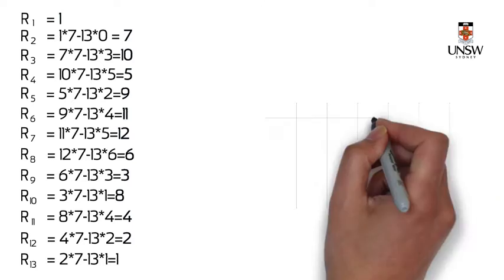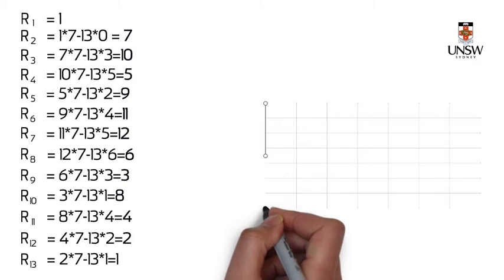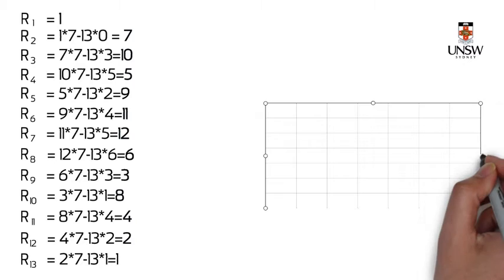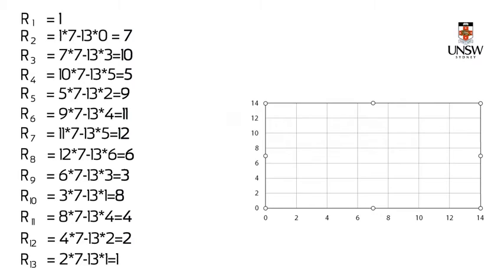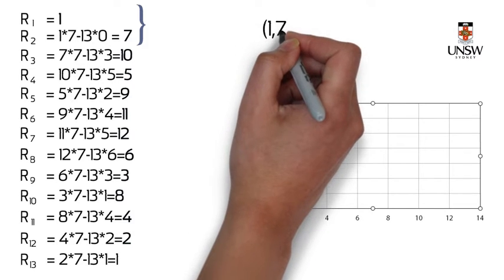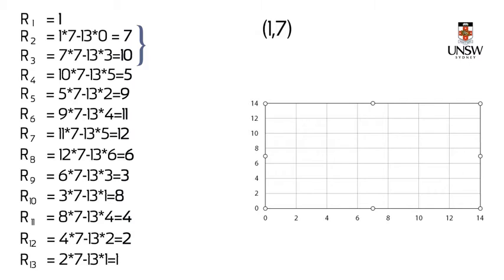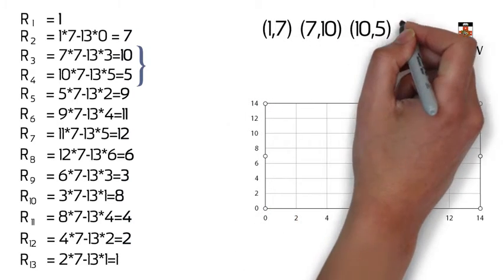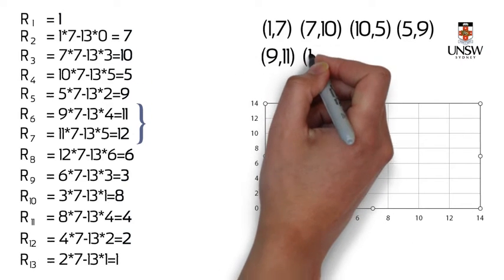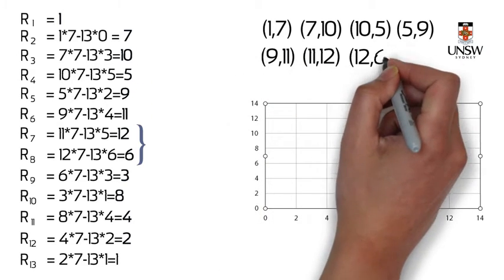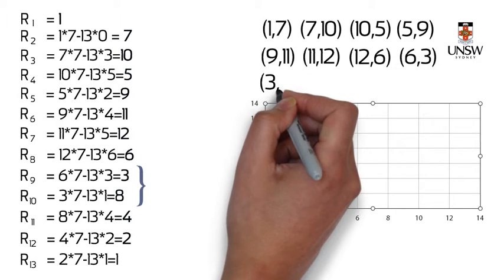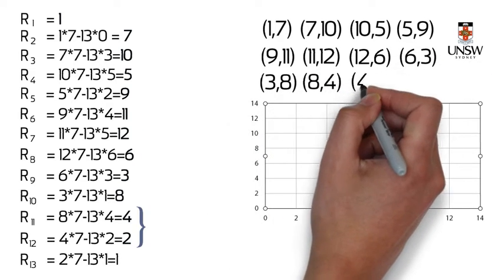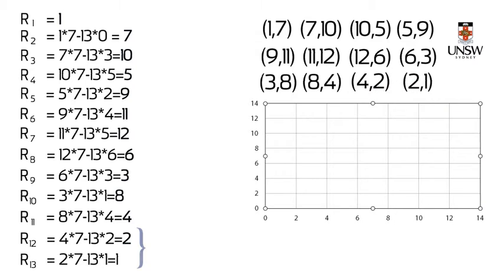Let's plot the random numbers in 2 dimensions. To do this, we will take each sequential pair of points and plot them. The first point will be r1, r2, which is 1, 7. The next point will be r2, r3, which is 7, 10. Then 10, 5, 5, 9, 9, 11, 11, 12, 12, 6, 6, 3, 3, 8, 8, 4, 4, 2, and 2, 1. Now let's plot all of these points in 2 dimensions.